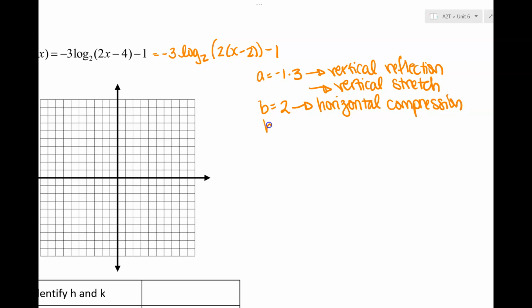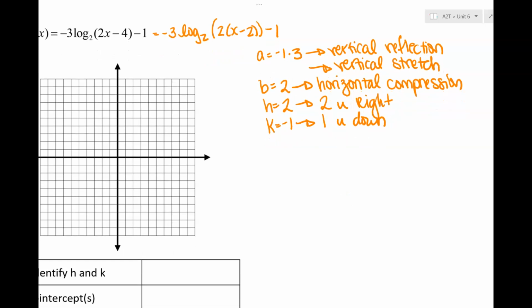Compression. H is 2, so we go 2 units to the right. And K is -1. That is super ugly, sorry. So we go 1 unit down. All right, writing our transformation chart. B affects x in its reciprocal, so 1/2 x plus 2. And then we get -3 affects the y, so -3y minus 1.